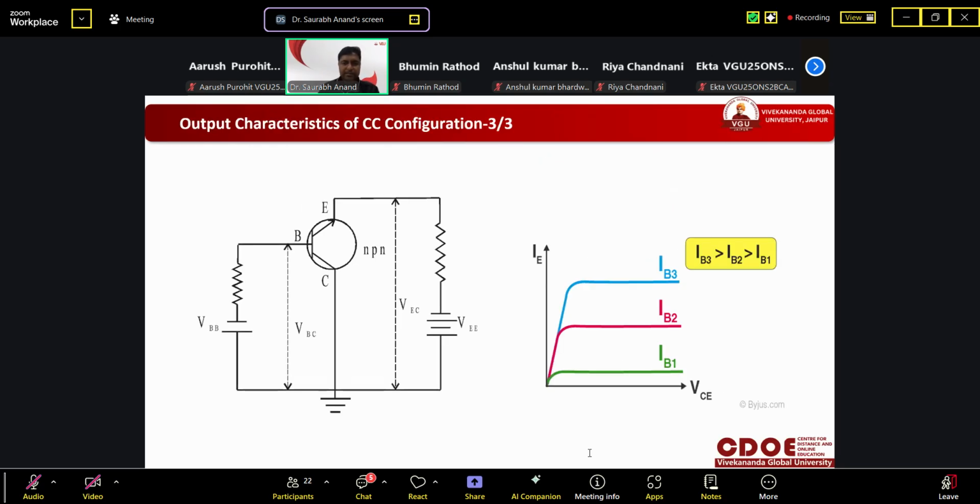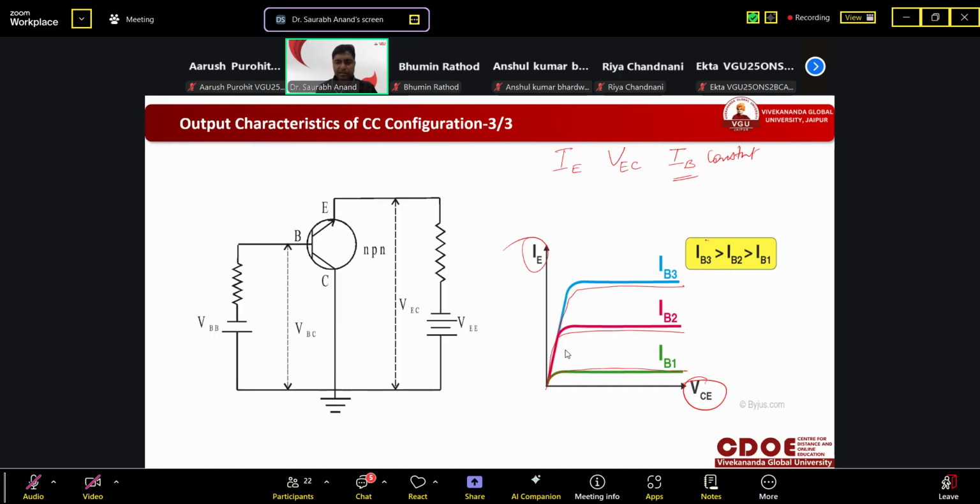And the same thing will be drawn here. The output current will be IE, the output voltage will be VEC, and the input current, that is IB, is constant. So you can see here, this is output voltage, this is output current, and we are increasing it. Again the same, after that it is constant.